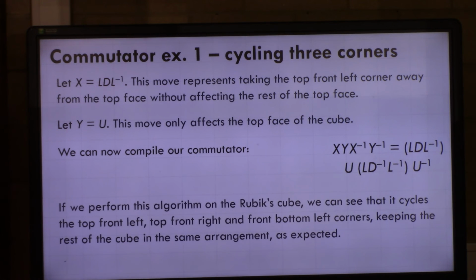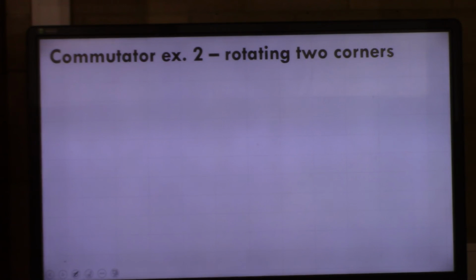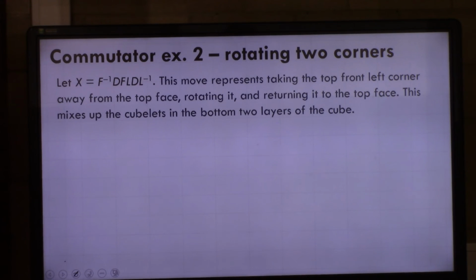Right. Here we go. So we've got one more example of a commutator. This is rotating two corners. So here's our move x. This represents taking the top front left corner away from the top face, rotating it and returning it to the top face. And this mixes up the cubelets in the bottom two layers of the cube. So if I can show you this.